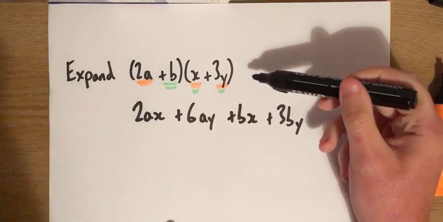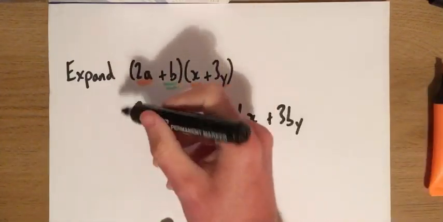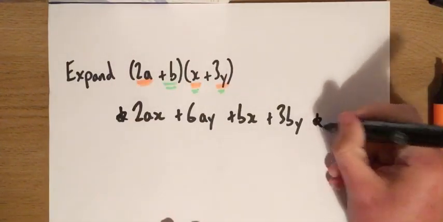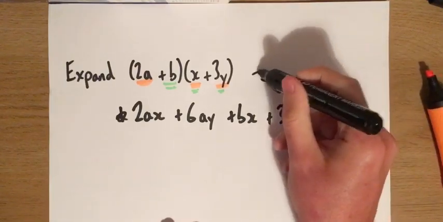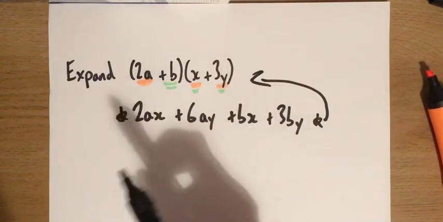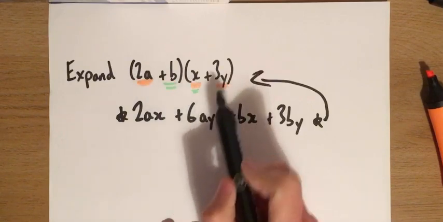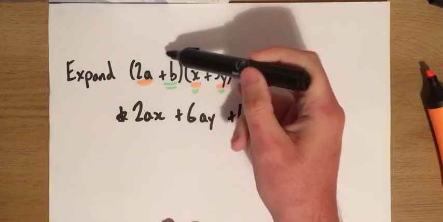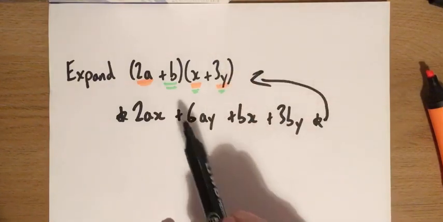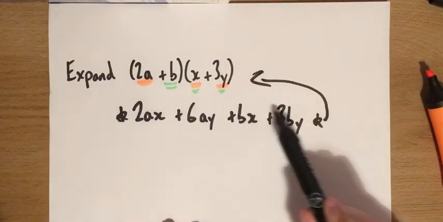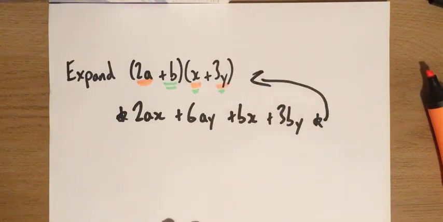So again, what we are going to be given is something like this, and we'll be asked to get back to that. When you're asked to factorize something, your answer should always be something multiplied by something. So 2a plus b multiplied by x plus 3y. So if you were told to factorize this, you would need to be able to get back to that.